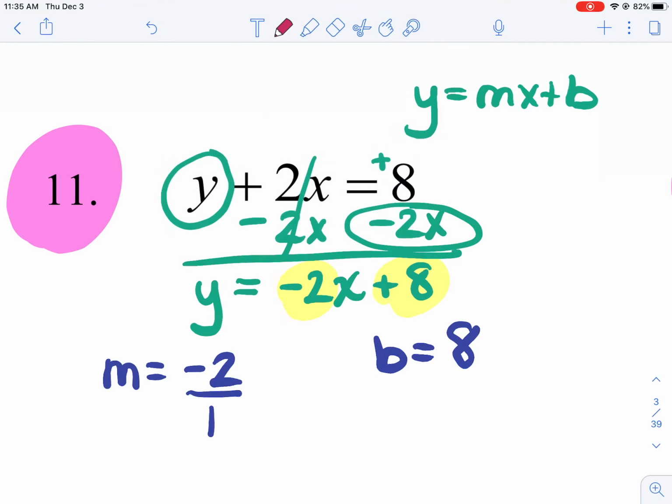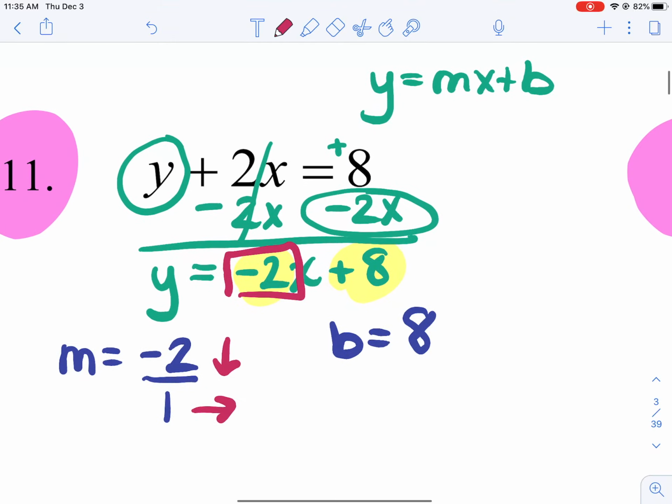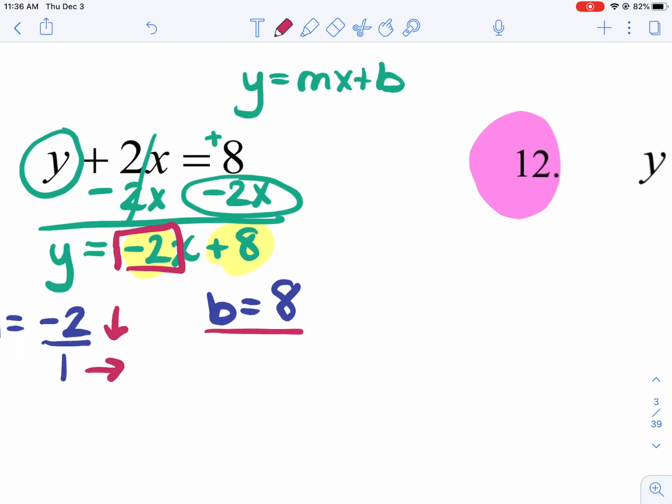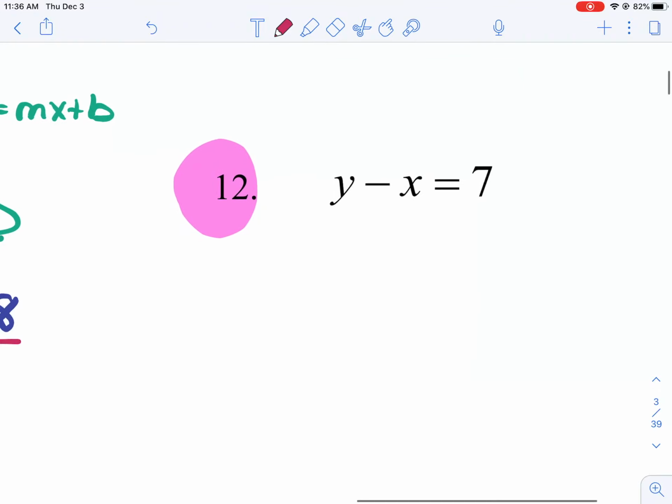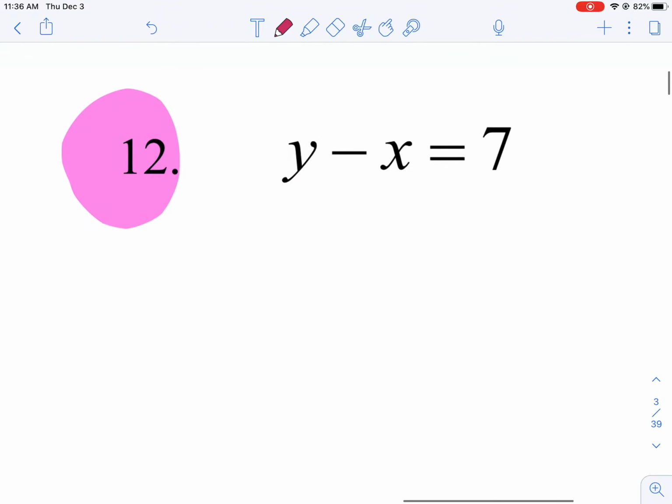So our slope, we're going to go down 2, to the right 1. So just a reminder, whenever you have a whole number, what number is really in the bottom? 1, okay? And then our b value, we already said, was 8. So let's do a last one for today. You guys are rocking it. Again, we're still on page 2, number 12.